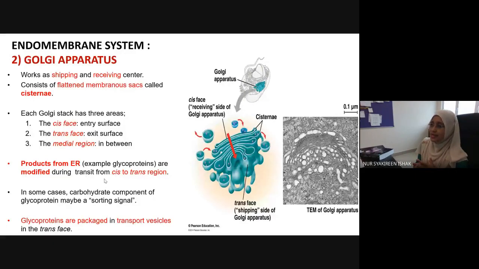Okay, modified maksudnya dia akan fold into a specific shape, or it adds more carbohydrate to it. Alright, so the protein becomes more functional. Okay, and then once you have a functional protein, the protein will be packaged into a vesicle, which this time we call a secretory vesicle. Okay, so the glycoproteins are packaged in transport vesicles at the trans face. Okay, awak boleh panggil dia sebagai transport vesicle juga, tapi bila dia nak secrete product, okay, then we call it a secretory vesicle.